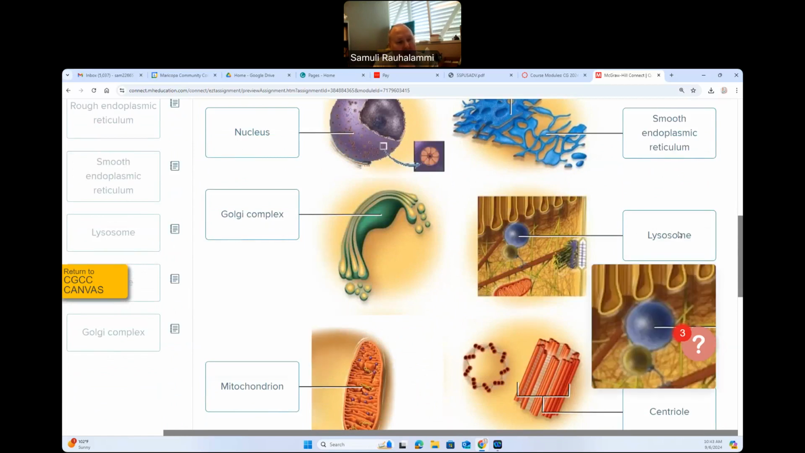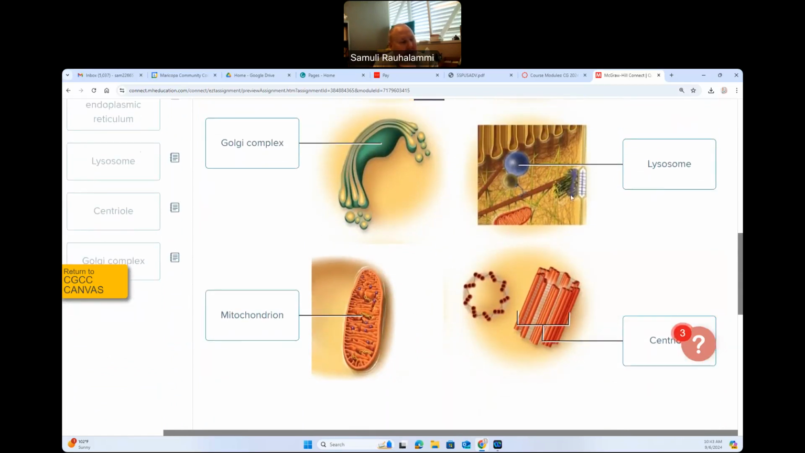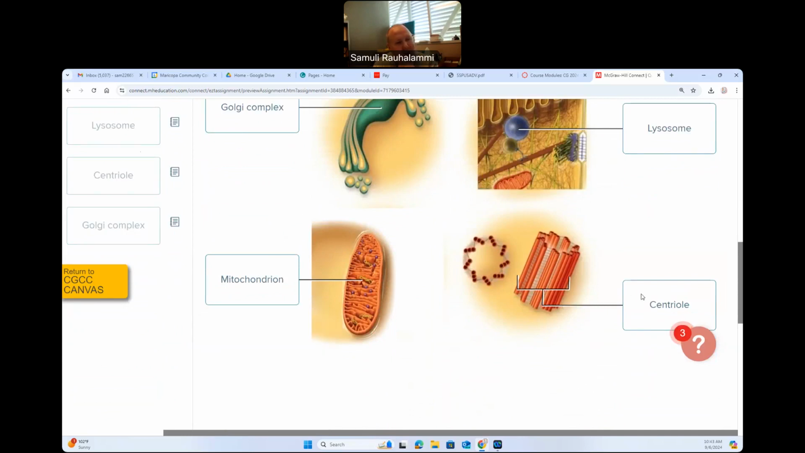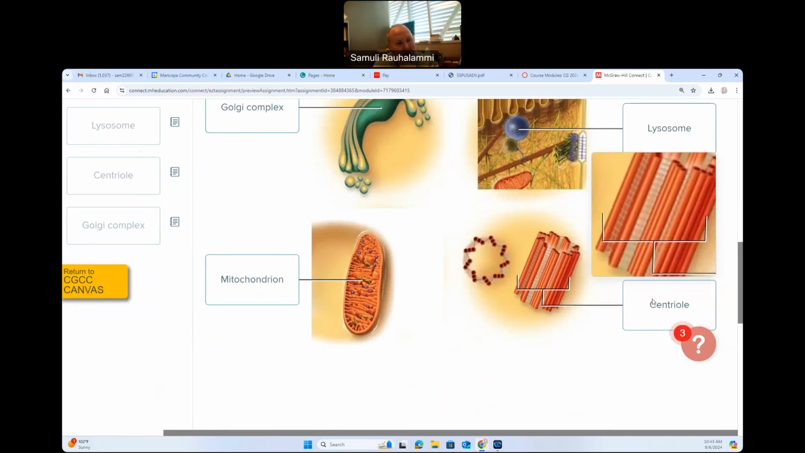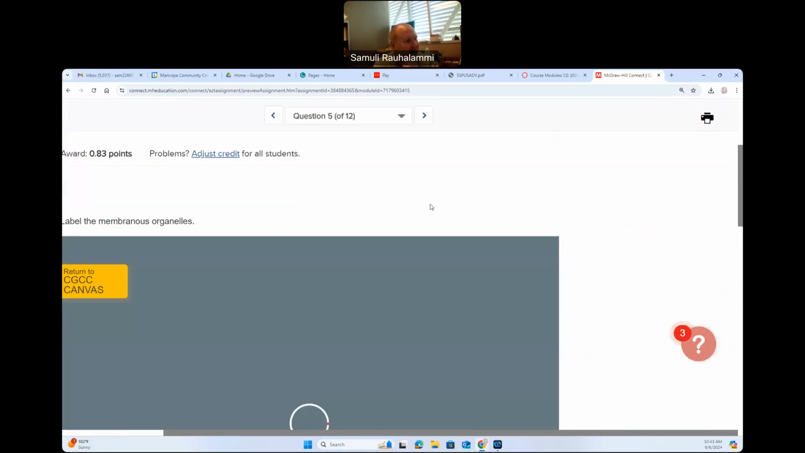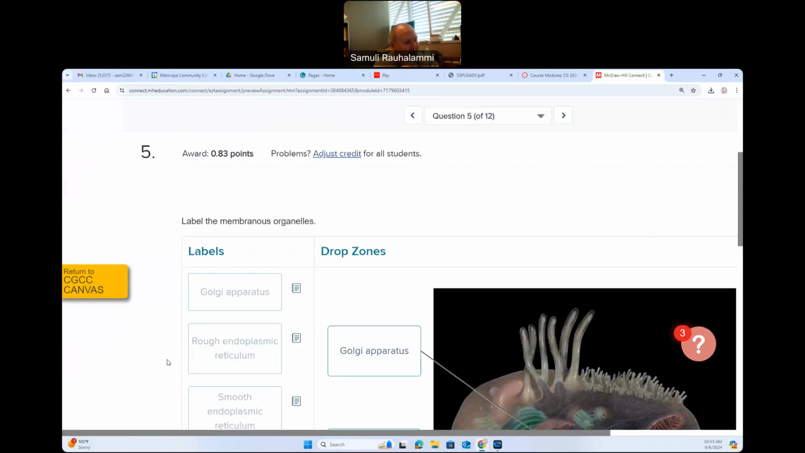We're seeing a lysosome there, mitochondria, the organelle that plays an important role in the production of ATP, the energy, and we're also seeing our centriole there. So those might be nice ways to revise some of the cell components.